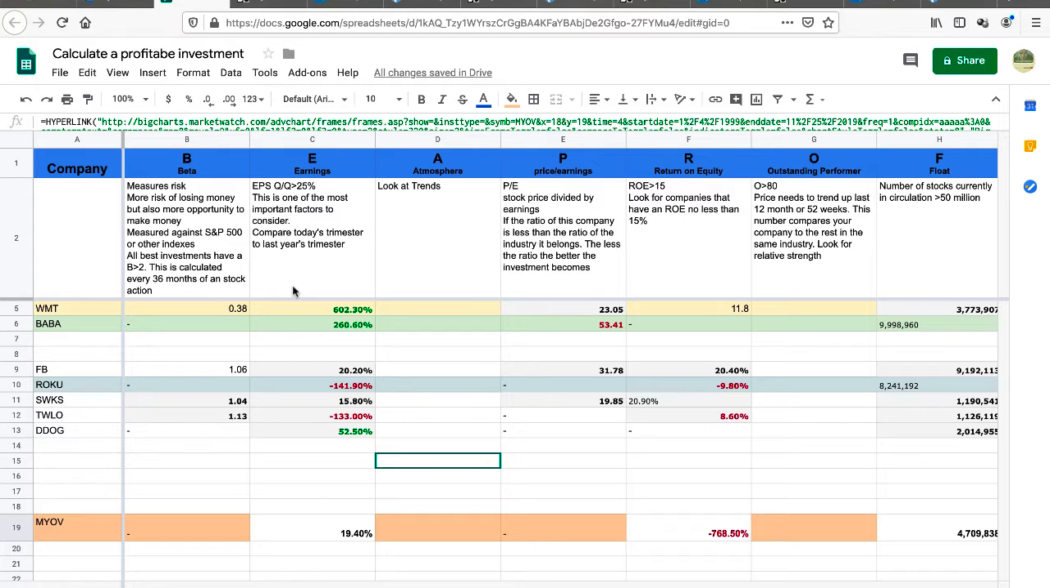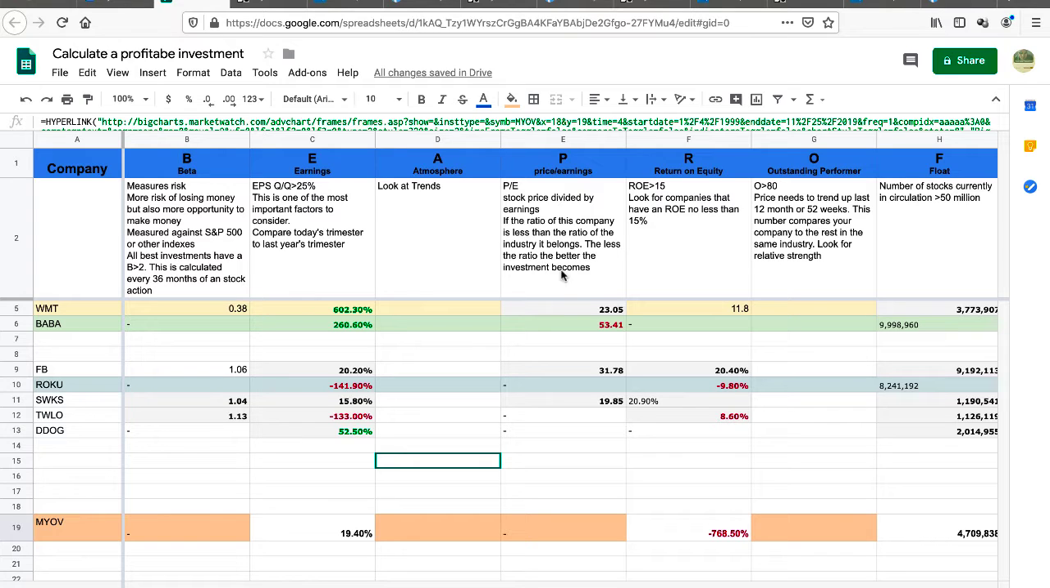So let me give you an example. For example, retail. We know that this quarter they're gonna have much more earnings than they had last quarter. So this is why we don't want to compare this quarter with the previous quarter. We want to compare this quarter with last year's quarter because it would not be fair to just measure apples and oranges. It has to be apples and apples.